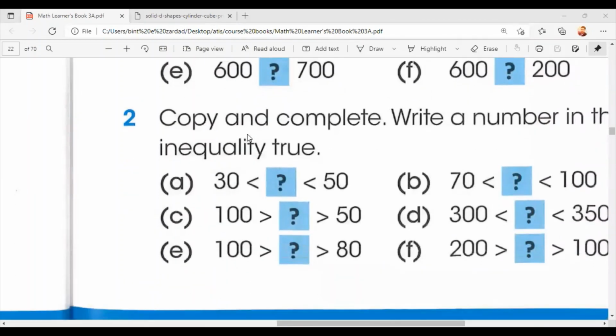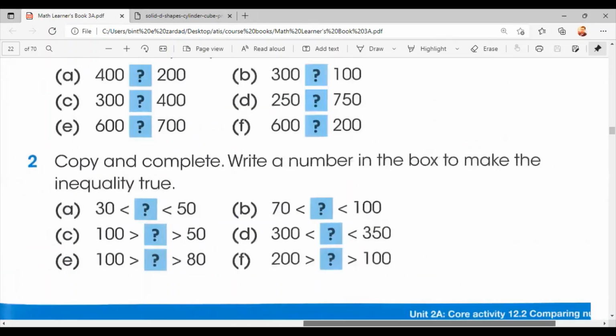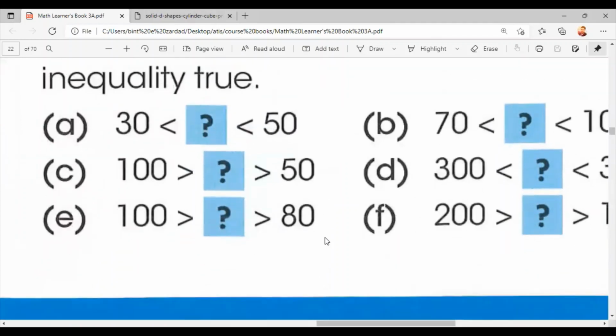Question number 2, copy and complete, write the number in the box. Also inequalities equations in the box to make the inequality true. So the number is 30 less than this number, less than 50. So you need to write any number from between these two. For example, you can write here 31, it's true. 32, 33, 34, any number until 49. I write here 49. Okay, even you can write from 31 until 49. You can write any number between these two numbers.